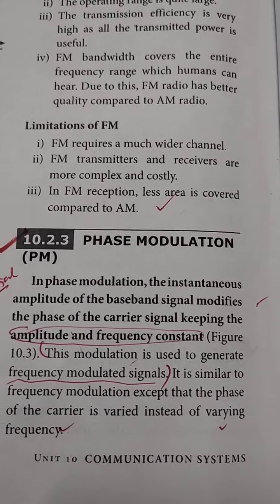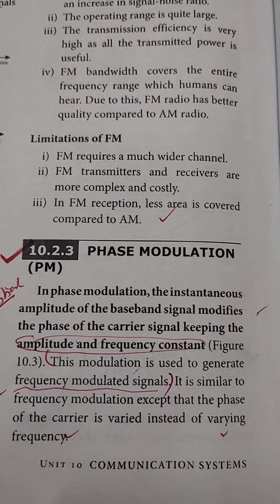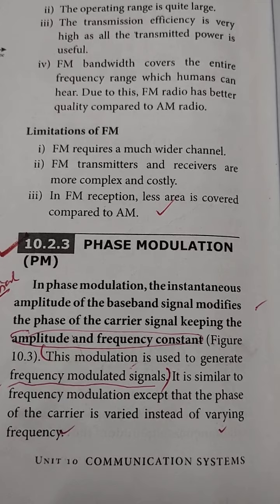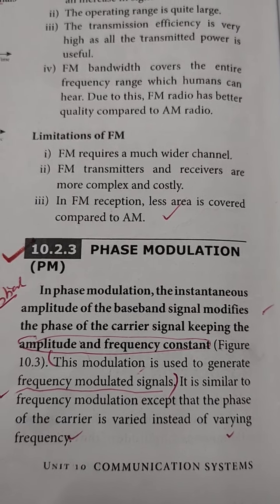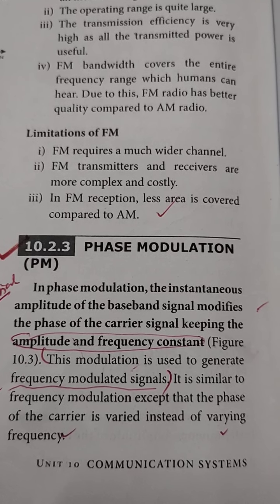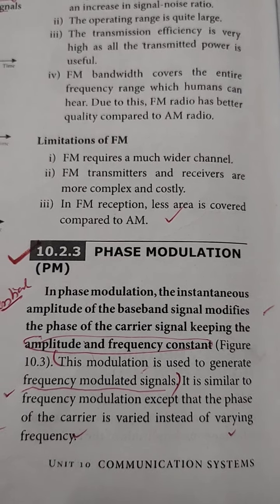Now the limitations of FM. FM requires a much wider channel. Transmitters and receivers are more complex and costly. FM reception covers less area compared with AM.